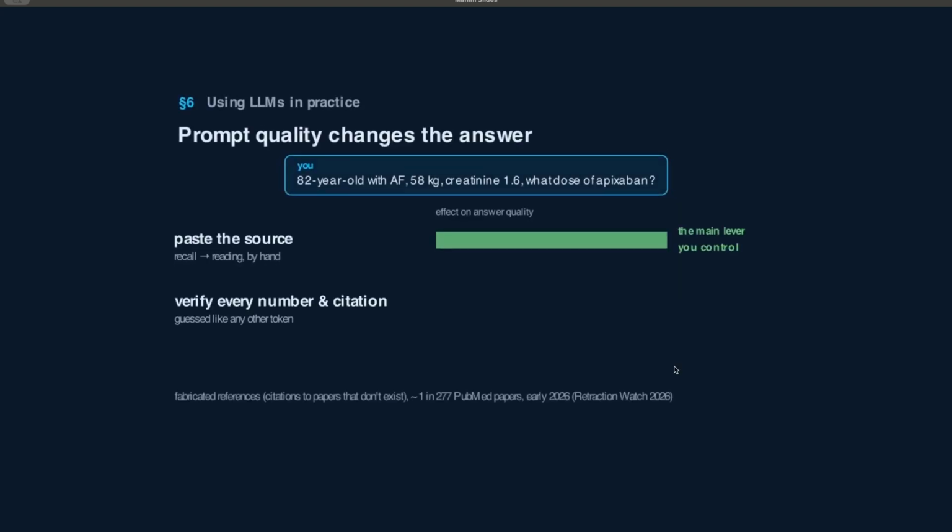So changing gears a little bit, how do we use large language models in practice? I don't need to jump too much into this. I think it's obvious, but the quality of your prompt that you give to the model really changes the quality of the answer you get.